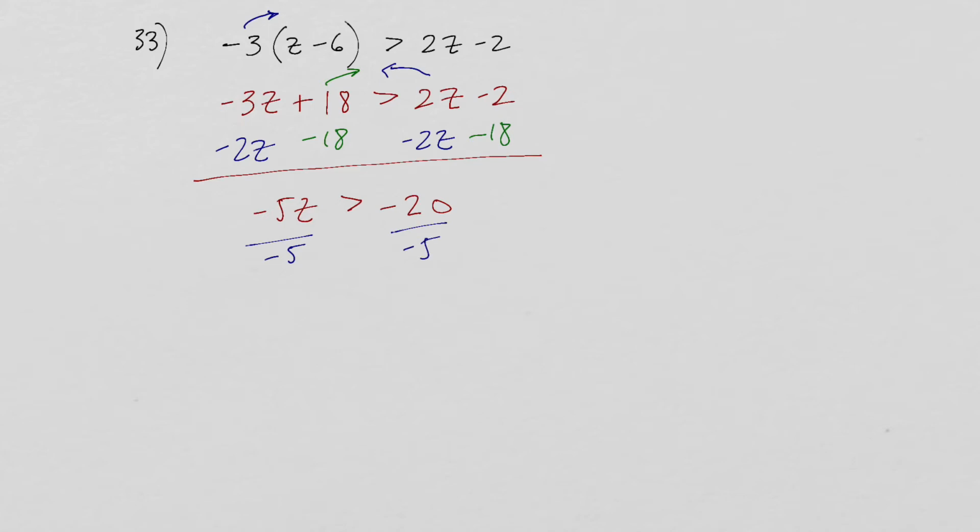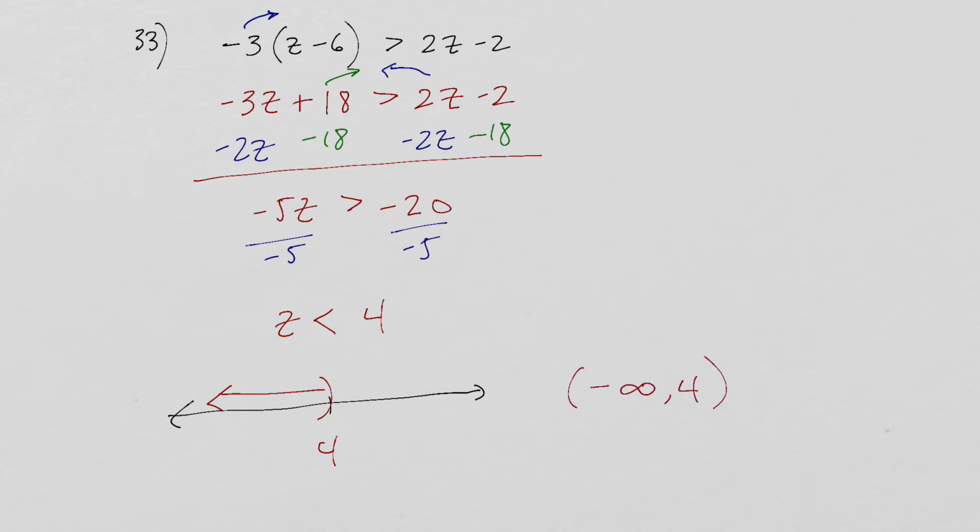And we're going to get z is less than, because we're dividing by a negative, that inequality flips around. And negative 20 divided by negative 5 is a positive 4. So when we go to graph this, we'll put a hash mark and put an arbitrary 4 here. It's going less than, so we go this way, and that's going like that. Oh, and in interval notation, this is pointing toward negative infinity. So we're going to go from negative infinity all the way up to positive 4 parentheses.